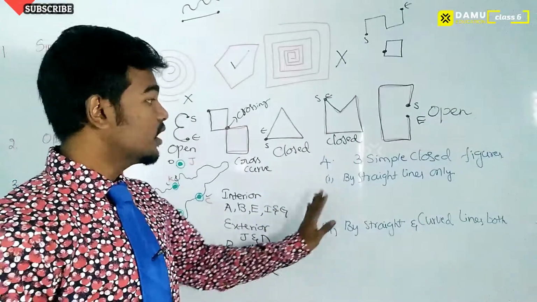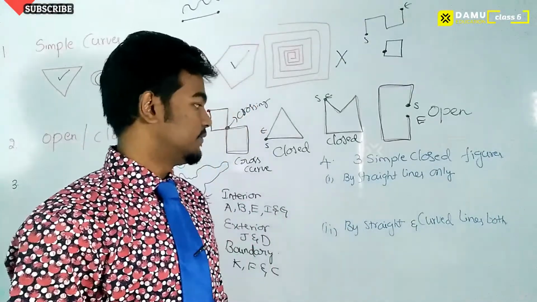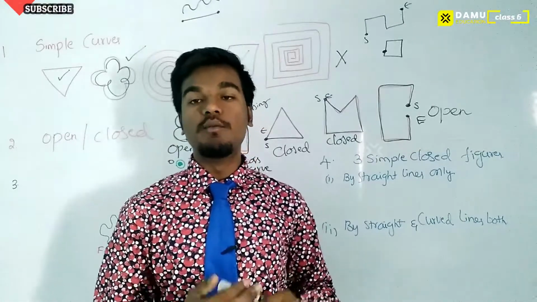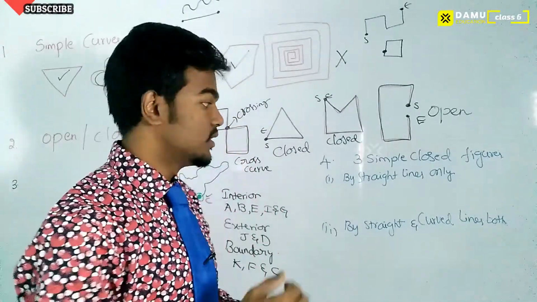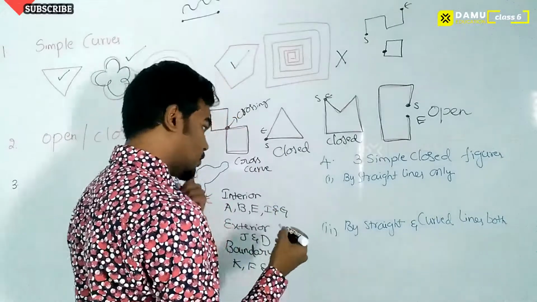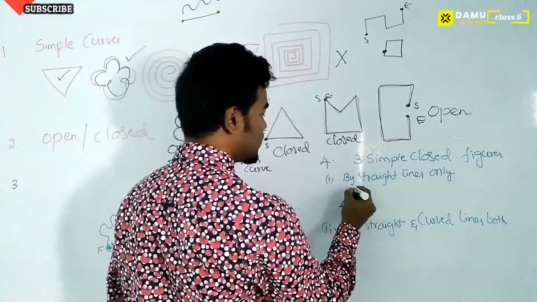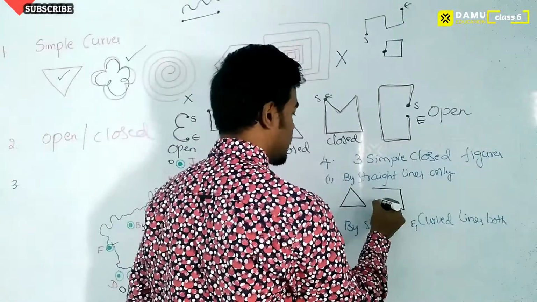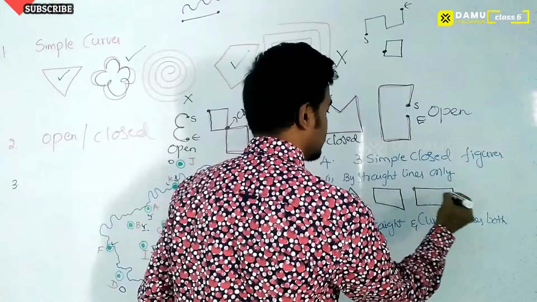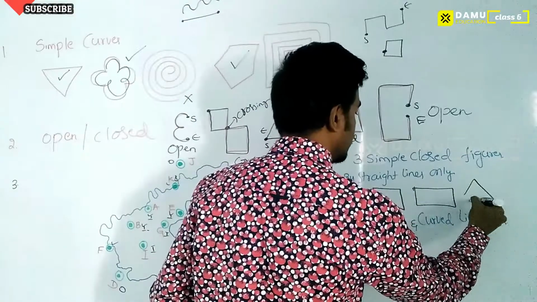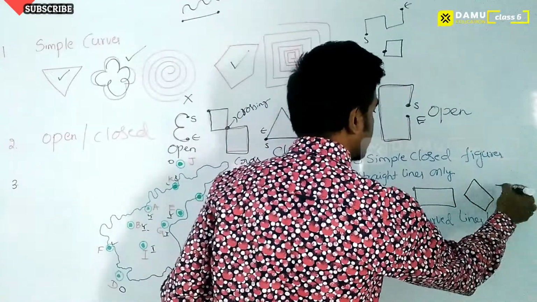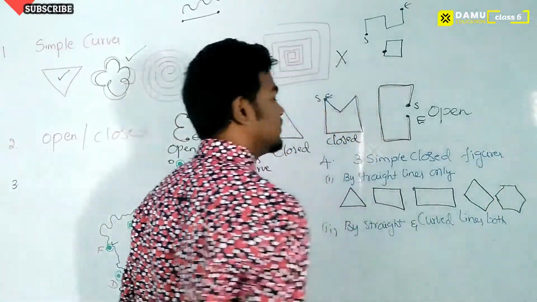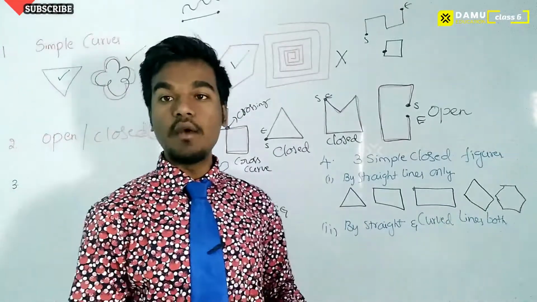Next one. Our fourth question is about simple closed figures. They are asking us to draw closed figures by using only straight lines. So by using only straight lines, let's draw a triangle, that is a closed figure. Next, you can take a square, rectangle, parallelogram, pentagon, and hexagon. These are all closed figures, and we are using only straight lines.